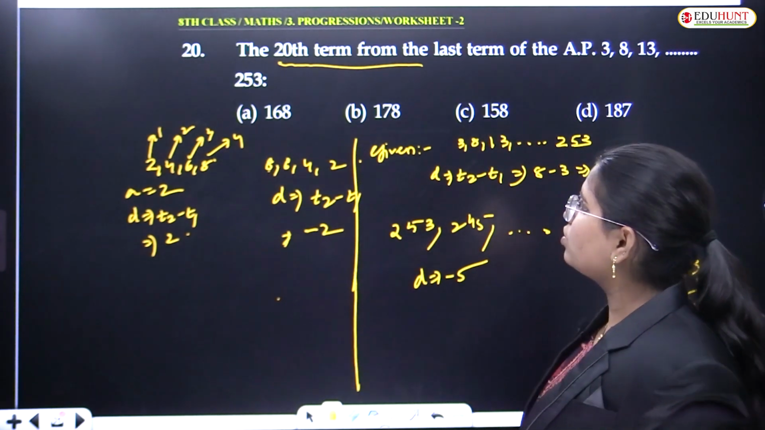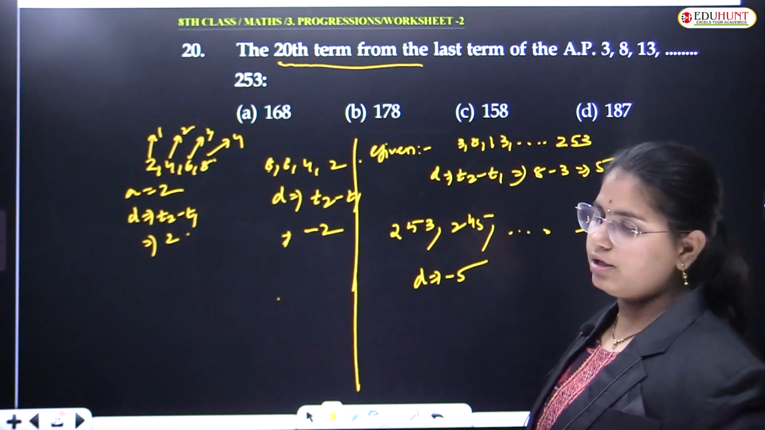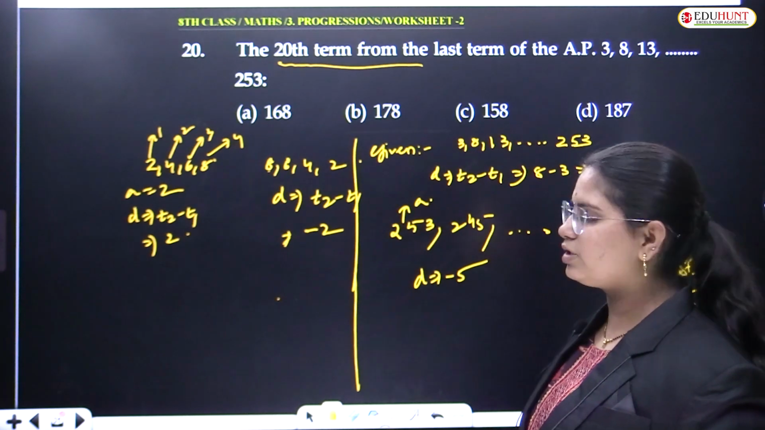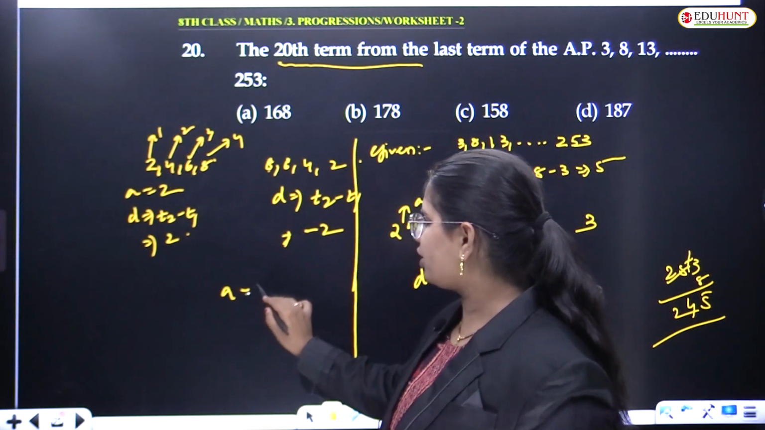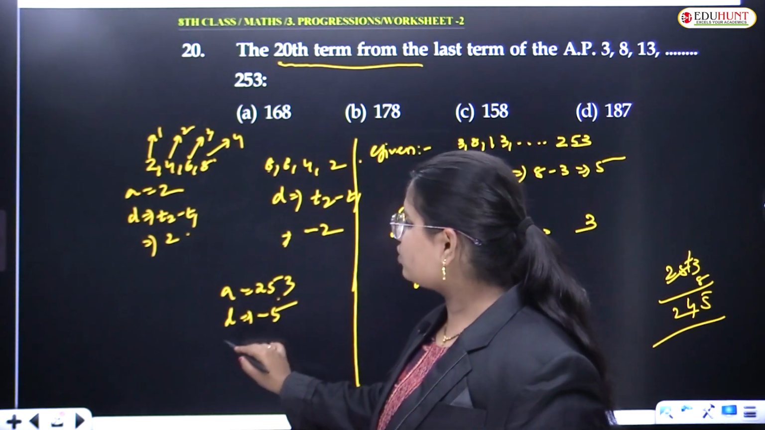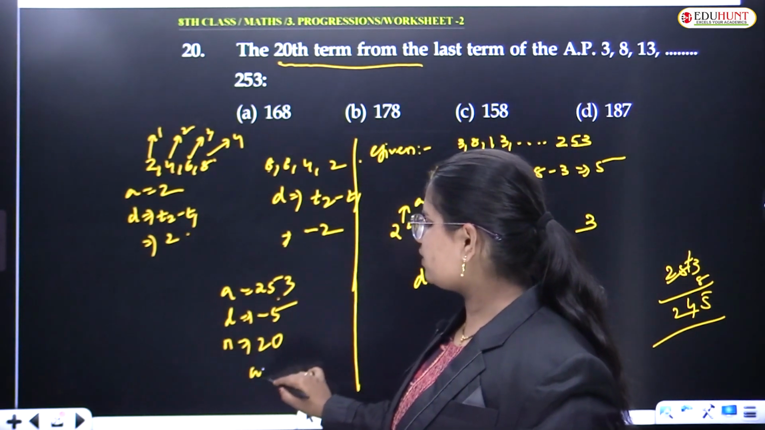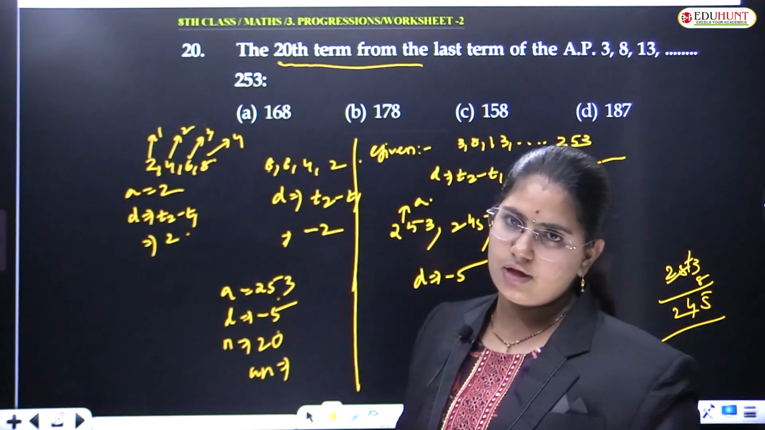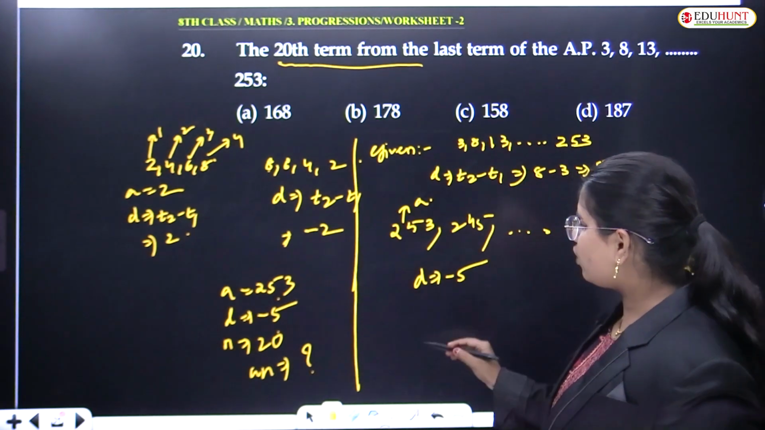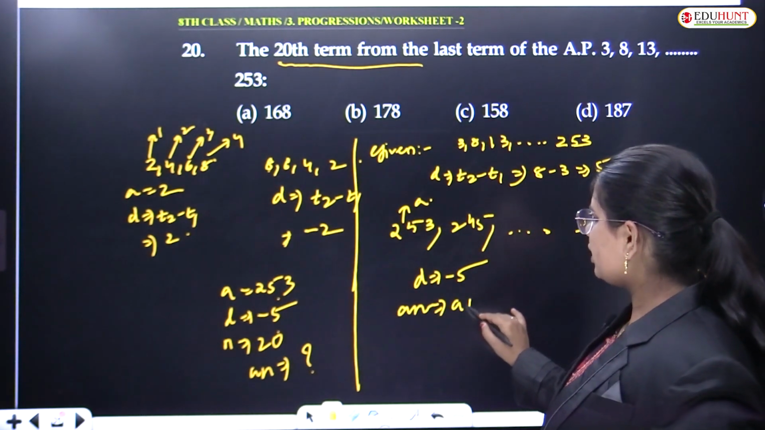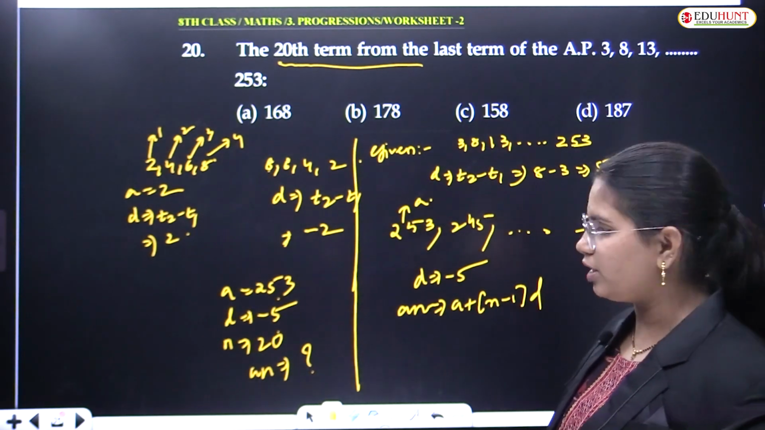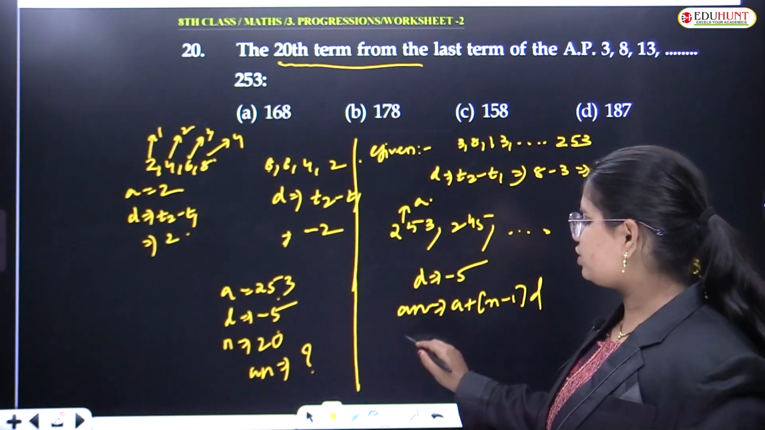They were asking at n equal to 20. Here they gave the A value as 253. This is my first term, I represent it with A. A is equal to 253, the common difference is minus 5, and we know that n is equal to 20. What will be the value of An at the 20th place? We know the formula: An is equal to A plus n minus 1 into D. That is only what I need to find out.